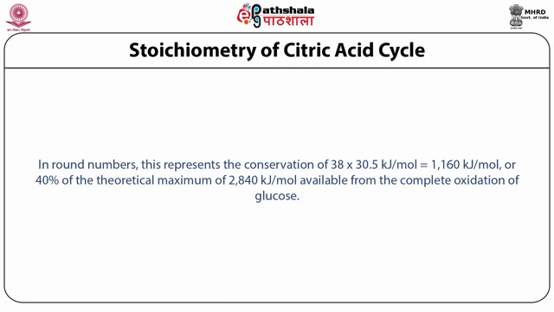In round numbers, this represents the conversion of 38 multiplied by 30.5 kJ per mole, a total of 1160 kJ per mole, or 40% of the theoretical maximum of 2840 kJ per mole available from complete oxidation of a glucose molecule.